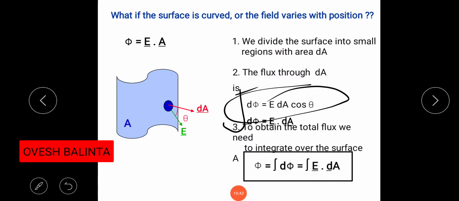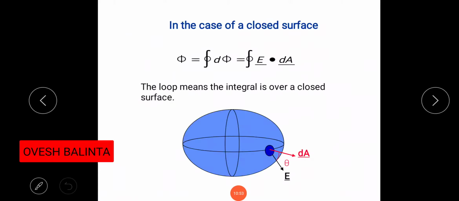So the total flux phi is equal to the integral of E into dA. Now, in the case of a closed surface, first understand what flux is and what happens with different orientations. A closed surface means a loop, the interior of the closed surface. Suppose we take a wall as our closed surface, which is totally closed.